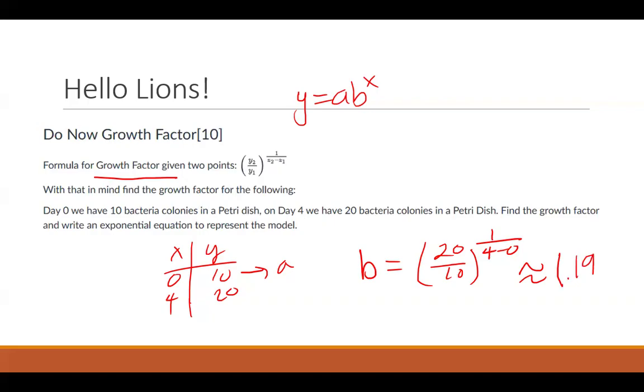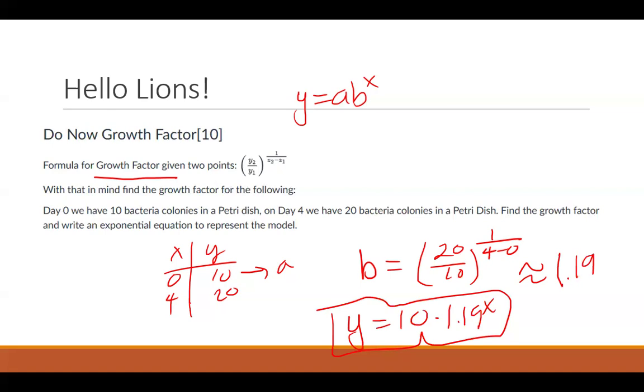So do I have everything I need to write my model? Yes. So your model should have been y equals 10 times 1.19 to the x. And could I figure out from there how much the bacteria is growing? A little by little every day, okay? So this is just kind of showing you that you have the tools to do this.